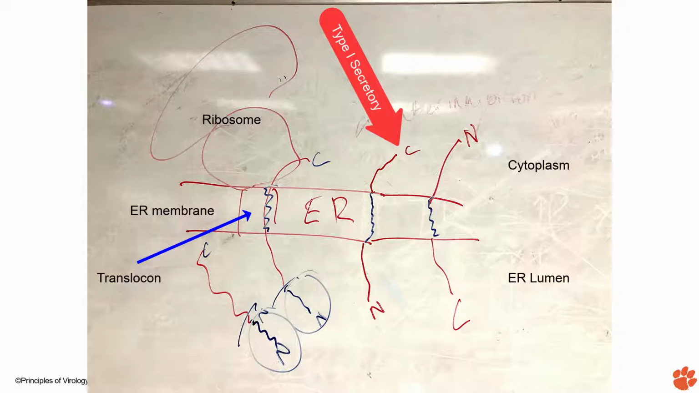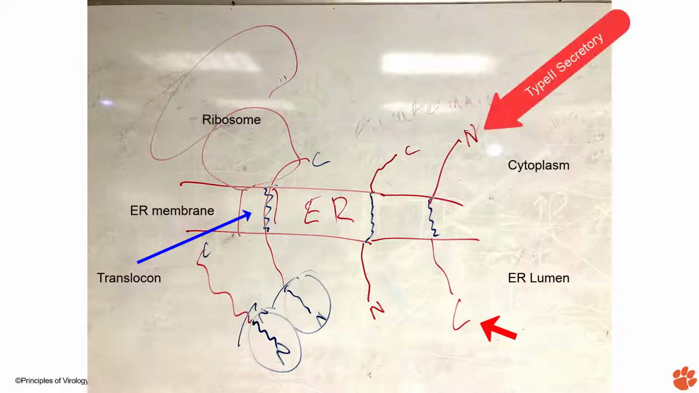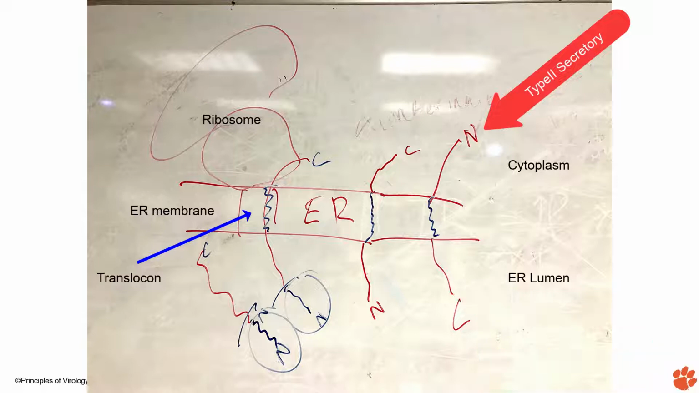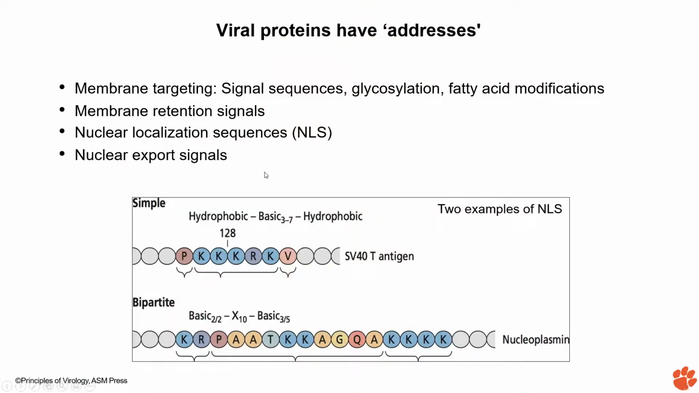Why am I putting this? Because if you have a protein which has the N-terminal on this side and the C-terminal on this side, those proteins will not have a signal sequence. So there are different types. I just put that if you have a type 1 membrane protein, it will have an N-terminal signal sequence. Other than that, you will have these membrane sequences all over the place. So that is your membrane retention signal.